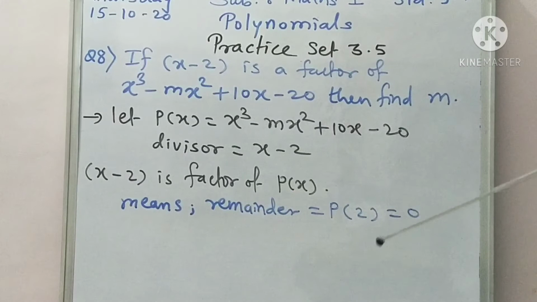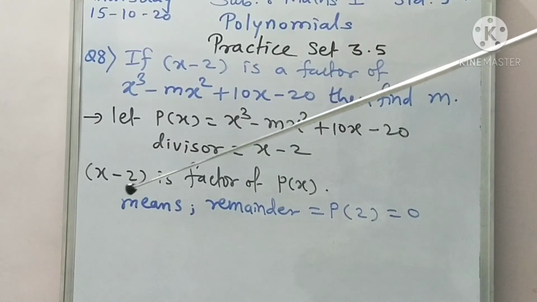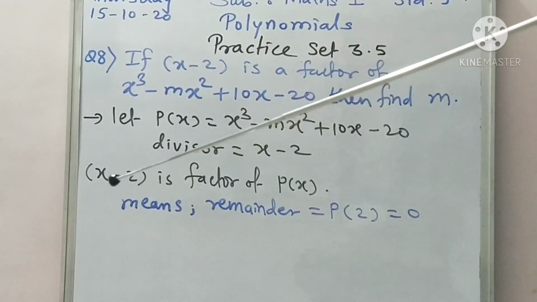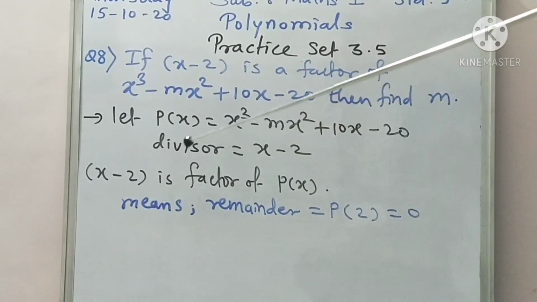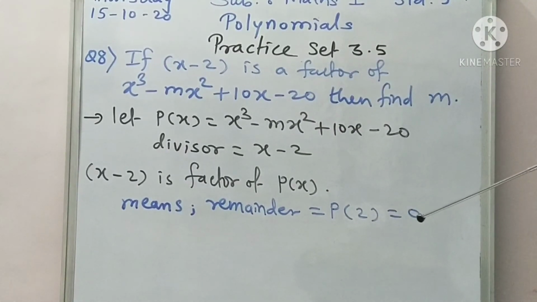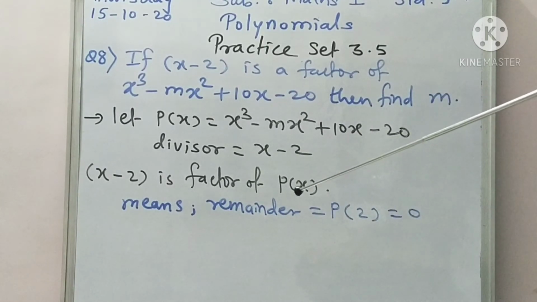And how do we find the remainder? By the factor theorem. As we know, we put the opposite number of this constant. Since x minus 2 is the divisor, the constant is minus 2, the opposite of minus 2 is 2, and as we put x equal to 2 here, we get the answer as 0. Getting this? Means p of 2 is 0 if it is a factor of p of x.